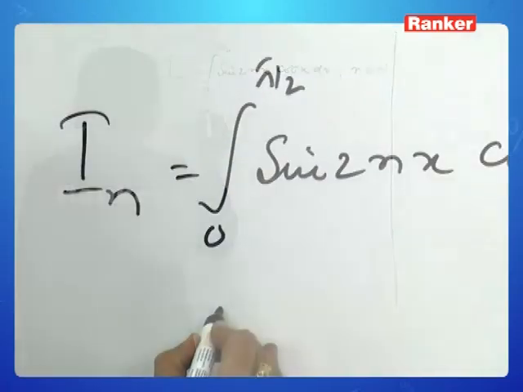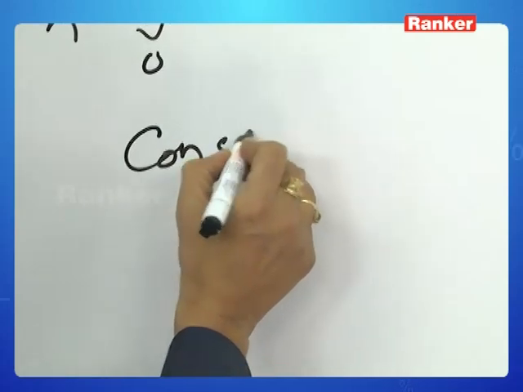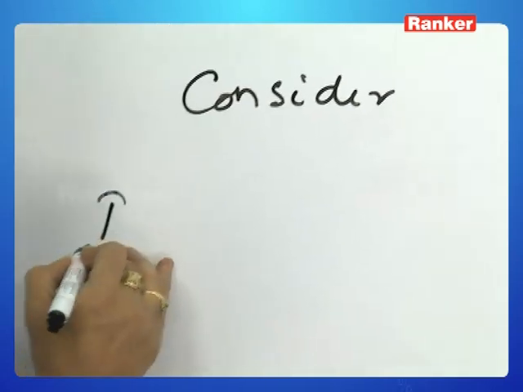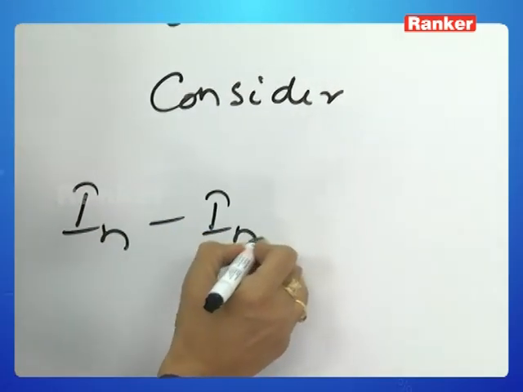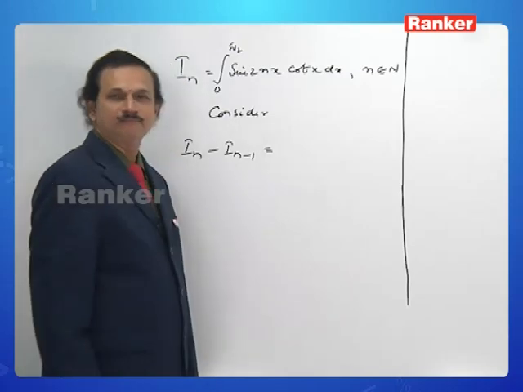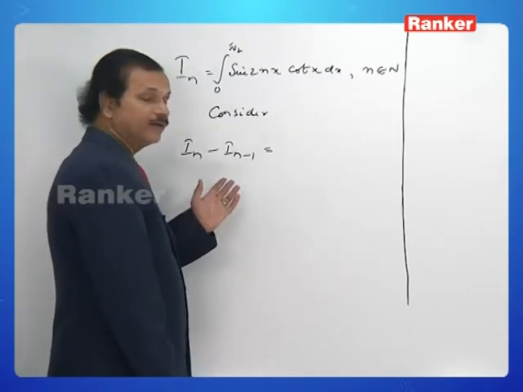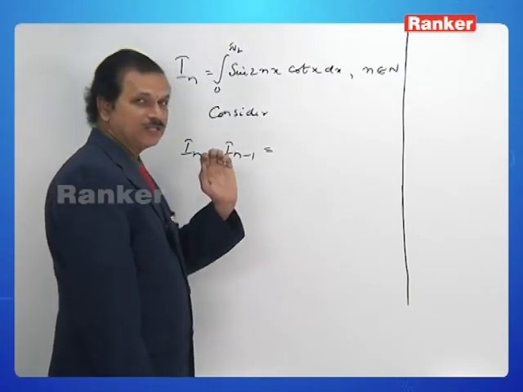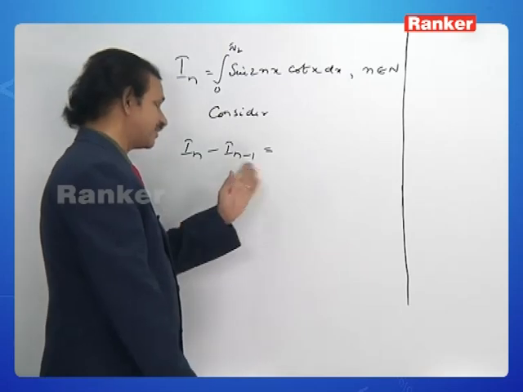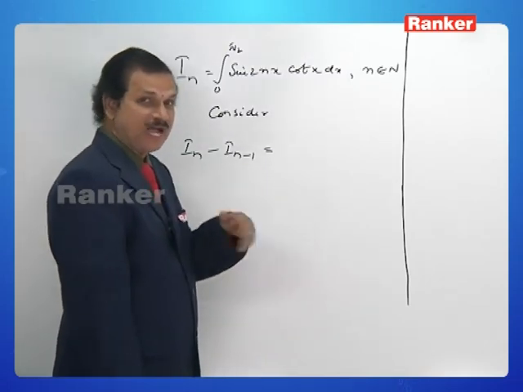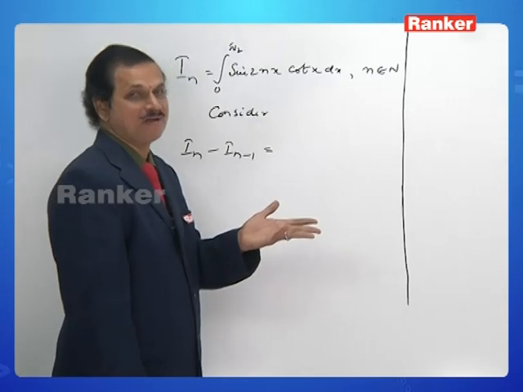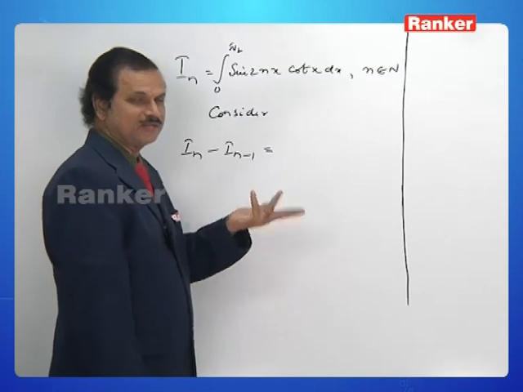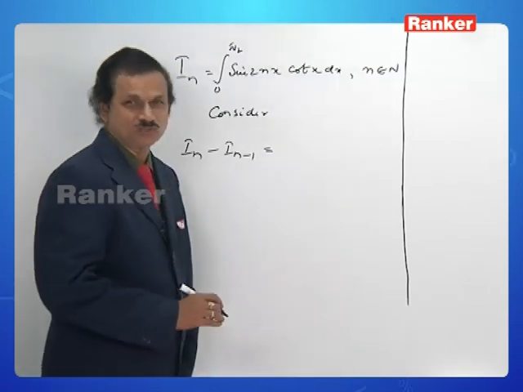Well, the key point here is you please consider I_n minus 1. Why? You will have sine 2nx and sine 2 into n minus 1 x. You are subtracting that, so that you will be having sine C minus sine D format, in which you have 2 cos of (C plus D) by 2 sine of (C minus D) by 2. Some transformation can be used.